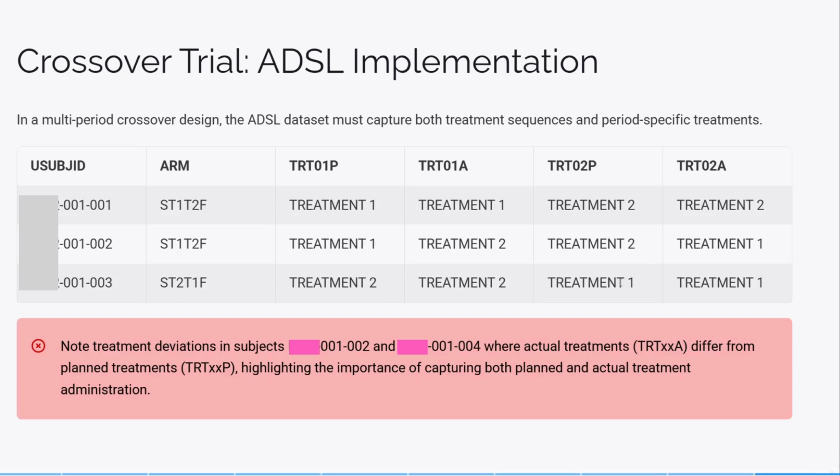So how it looks different, you see here. For example, for subject 002, in TRT01P, the plan as per the protocol mentions treatment 1, but in actual they have given treatment 2 to this subject. And for period 2, they planned treatment 2 in TRT02P, but actually they gave treatment 1. So that is a deviation from the protocol. We can recognize and understand this from here.